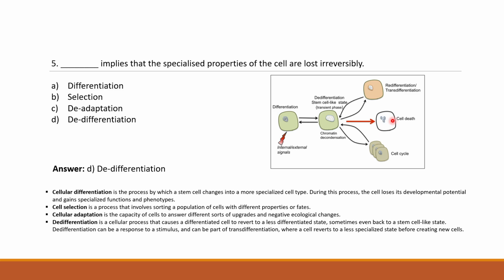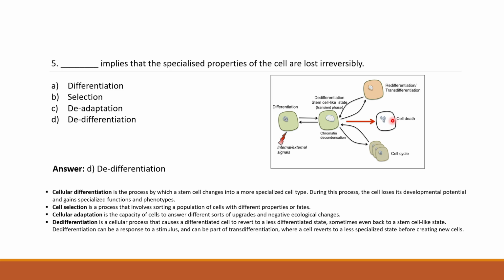So what is de-adaptation? When you take a cell out from its original place, where it was getting signals from other cells and functioning in a specific way because of those signals, and you put it in a different environment where you don't have all those signals, it will de-adapt because it has to survive. So it will de-adapt itself and lose a few of its previous properties.